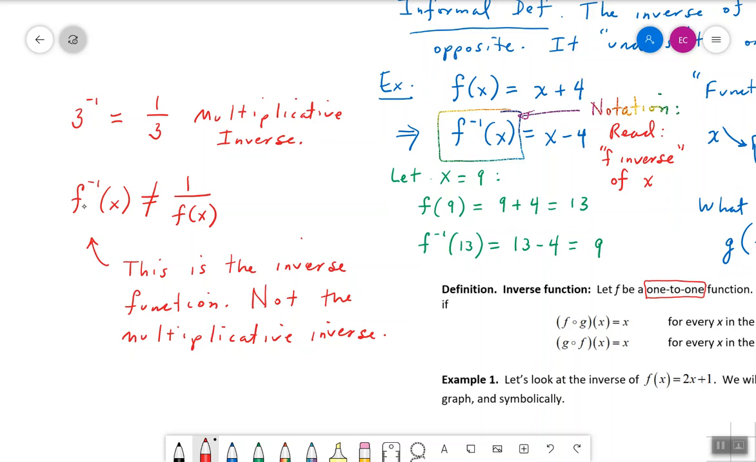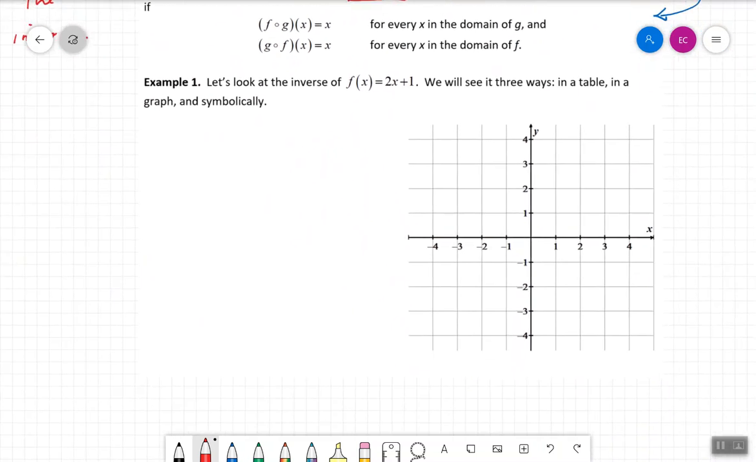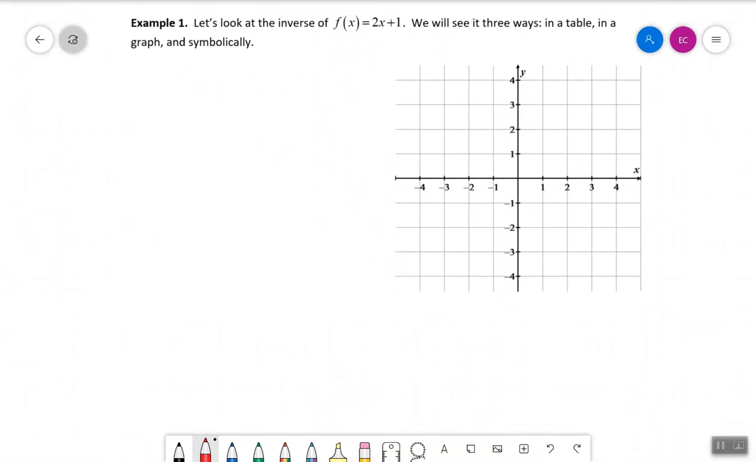To be clear now, F inverse is not 1 over F. And we can see that just from our first example. F is X plus 4. F inverse is not 1 over that. It's a subtraction instead. Okay, so let's go on and have a look at this first example here. We're going to talk about the function f of x equals 2x plus 1, and we're going to see the inverse 3 different ways. Let's start with a table.